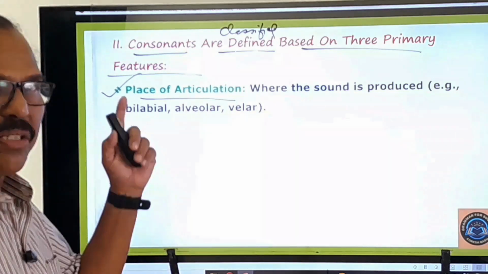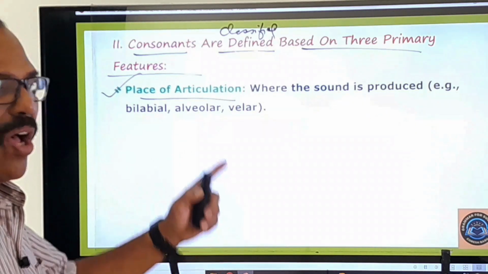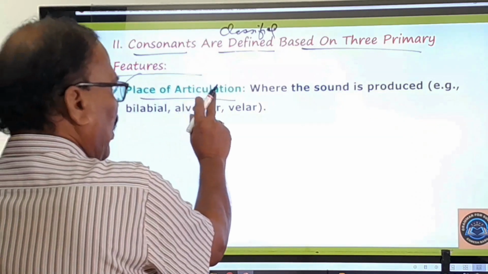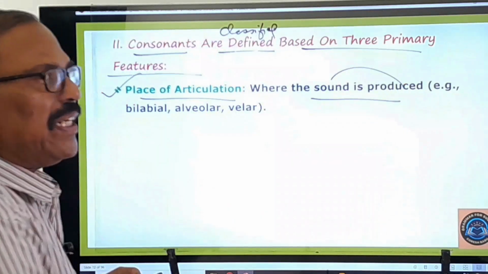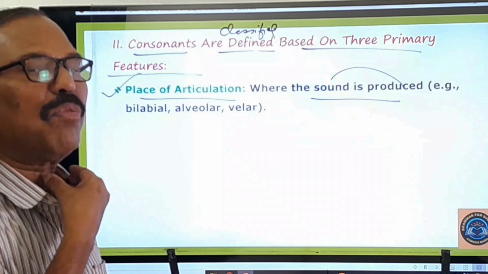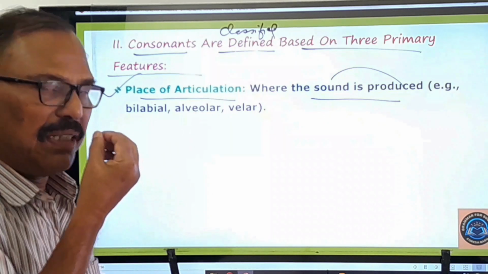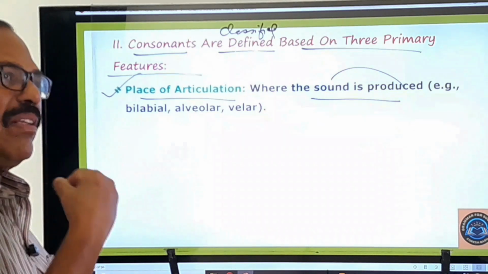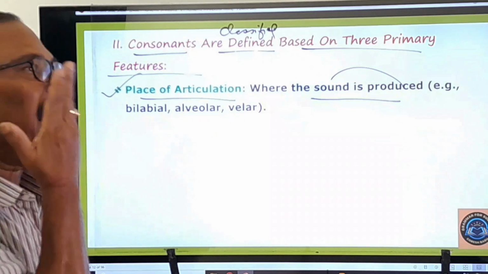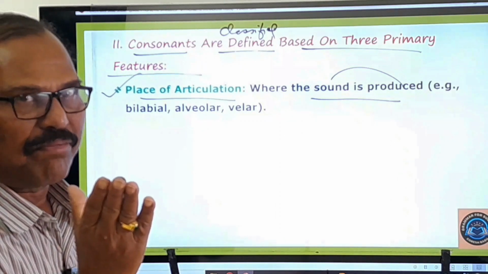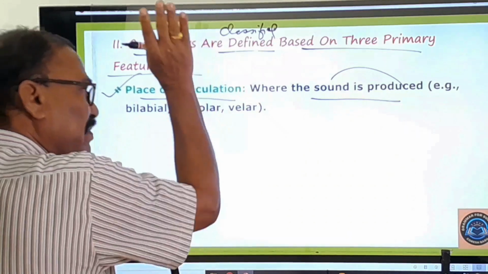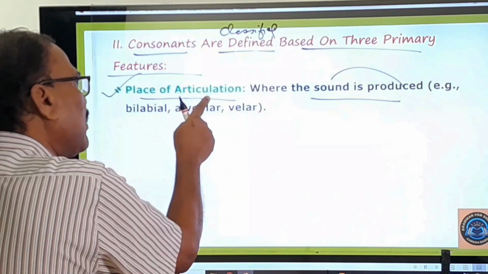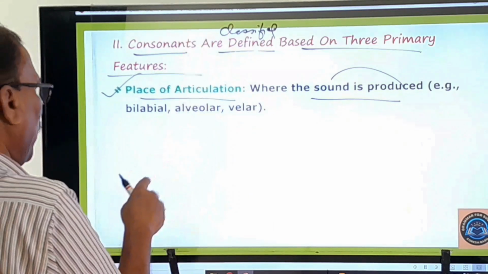These consonantal sounds are classified on the basis of place of articulation. Place of articulation means where the sound is produced, whether in the vocal cords or in the mouth. In the mouth, it's all mouth, but where actually it is produced is very important. Based on that, they are classified. That's the first point.